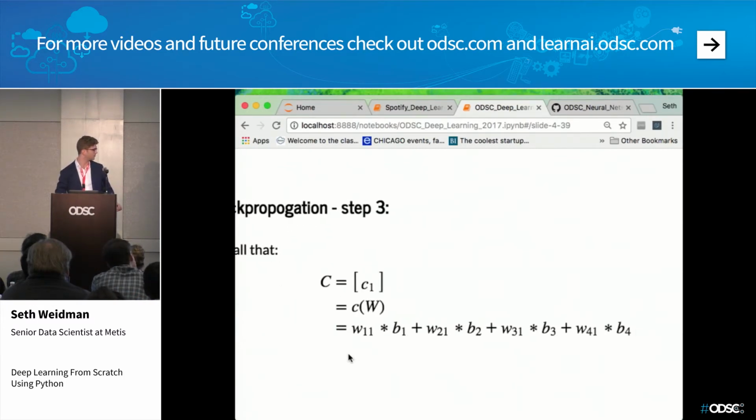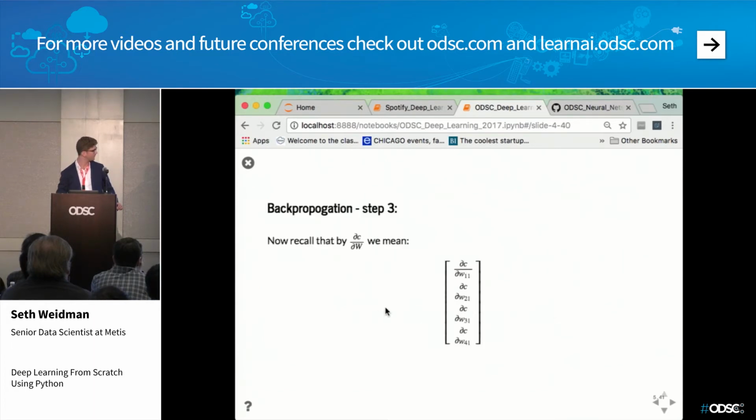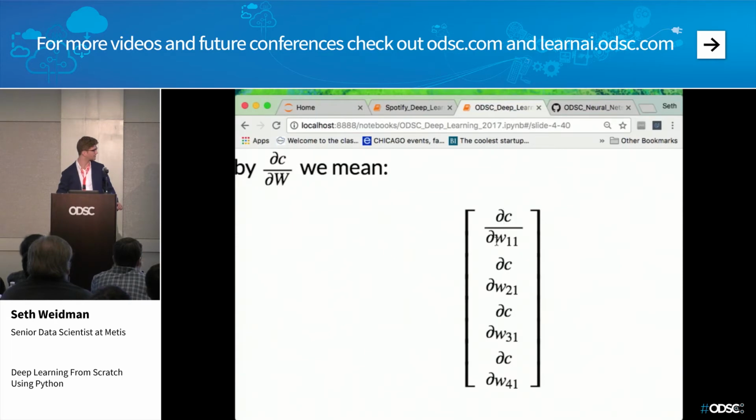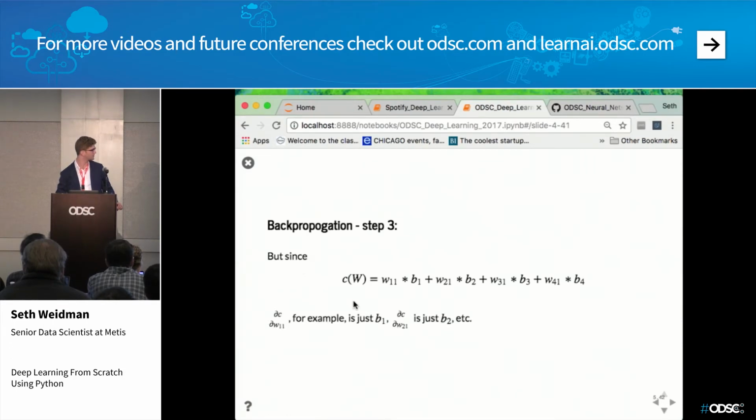So the cool thing is this. Remember, C is a linear combination of the intermediate features with our weights W. So it's this quantity here, and we're trying to compute the partial derivative of that with respect to each of those weights. That's the partial derivative of C with respect to W11, with respect to this weight, with respect to this weight, et cetera. The partial derivative of this quantity with respect to the first weight is just this value B1, because the partial derivative with respect to all these others is 0. And the partial derivative of C with respect to the second weight is just B2, et cetera.